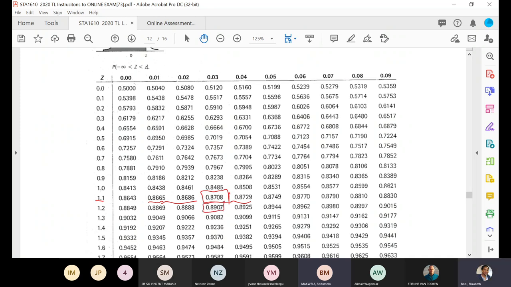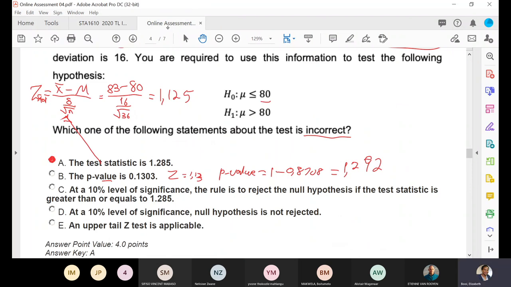Yeah, but I think they went to the table and chose the wrong value, like, instead of choosing 8, 7, 0, 8, they chose the, if you say 1 minus 0.8907. Oh, but also it will not even give you what they have there. I'm trying to think, how did they even get to that value? Because you won't even find the opposite 1, 3.